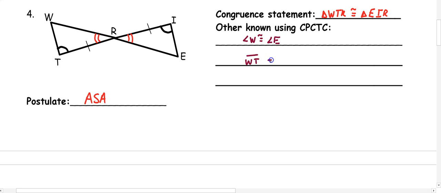WT is congruent to EI. And WR is congruent to ER.